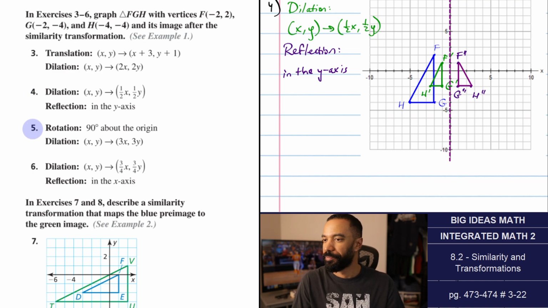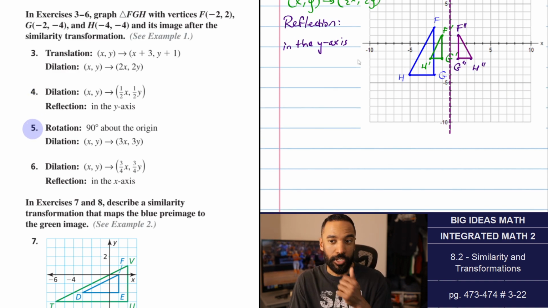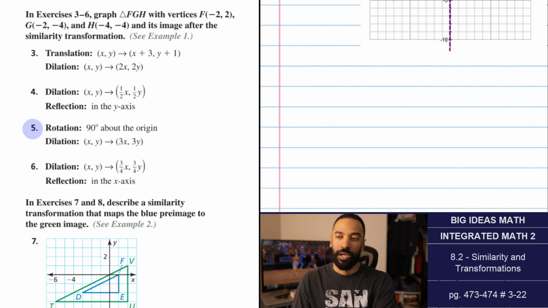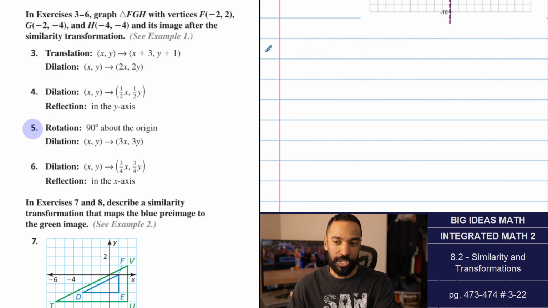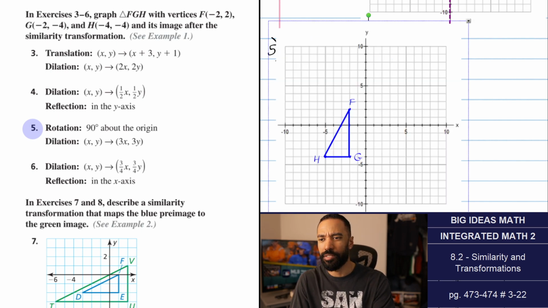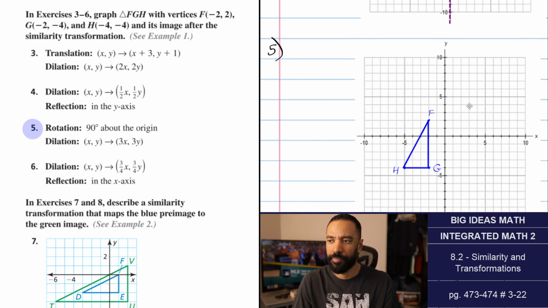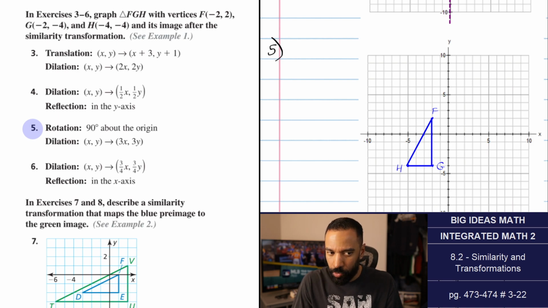Number 5. By the way, I do believe that doing the reflection first and dilation second for that problem would have given you the same answer, if that matters. Because it was all multiplication of some sort, even if it was multiplication by negatives. When it's addition with multiplication, order matters.